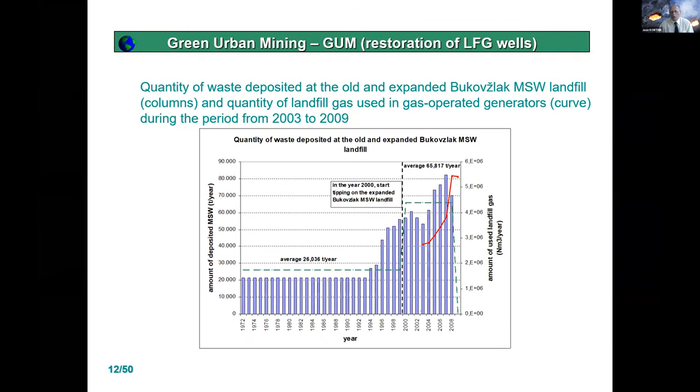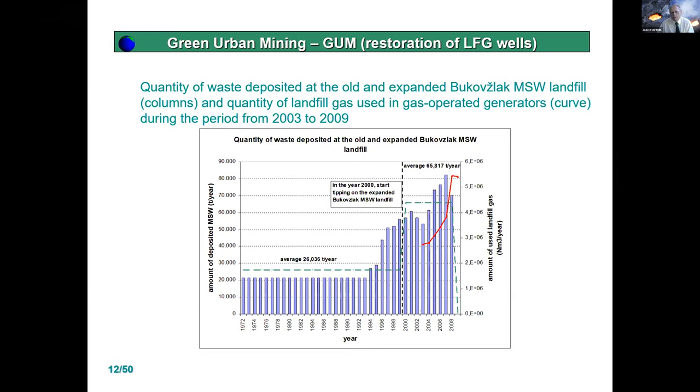But the problem which we were confronted with in case of using landfill gas from old municipal landfill sites is mostly concerned with damage of the landfill gas wells, which is mostly connected with the subsidence close to the gas well systems, and also with implementation of the so-called net of gas wells, which went through the full height of the landfill body.